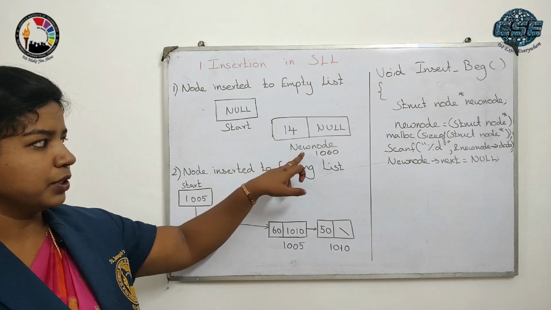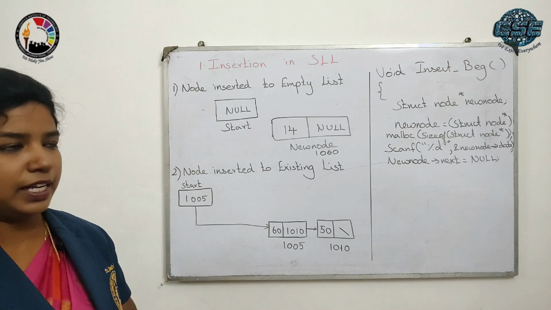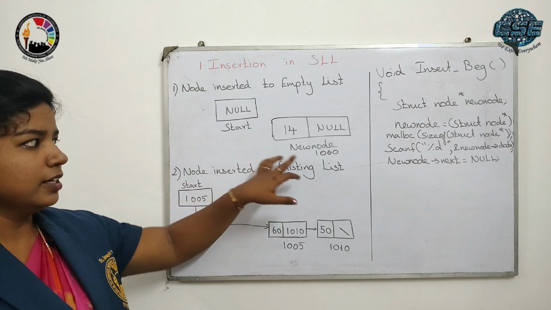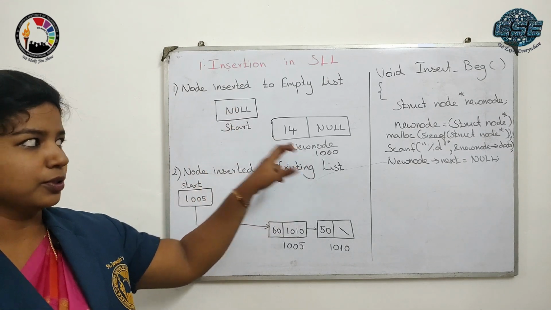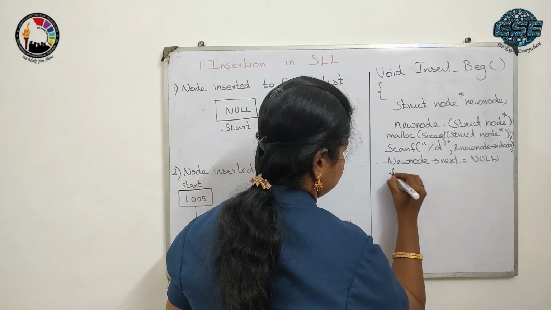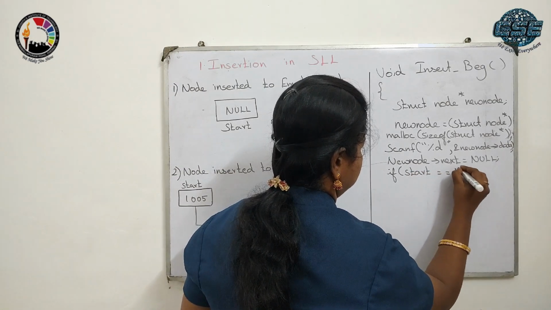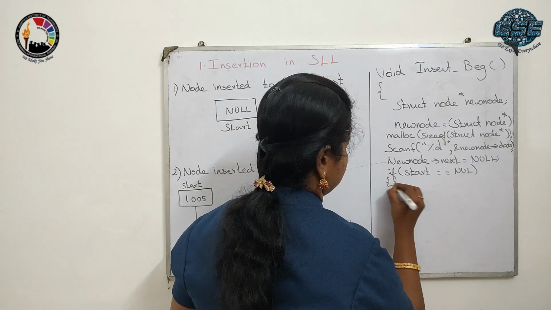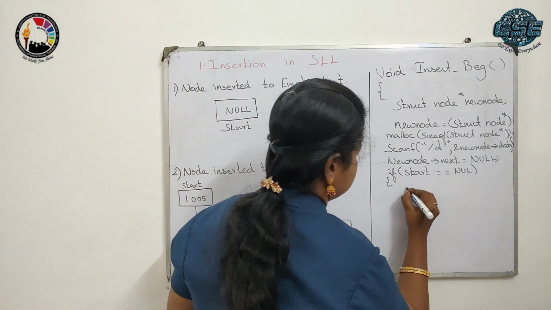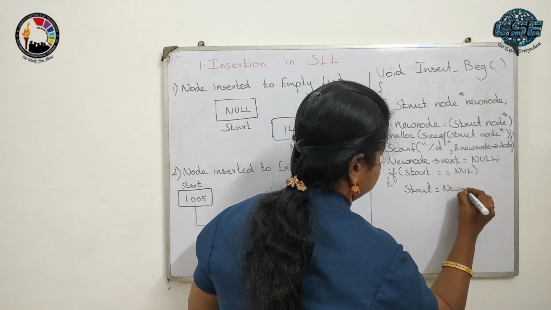The next step is we have to connect this new node with the start value. Since the start is the first and we don't have any other node, the start will be pointing to null. If you want to connect this new node to the start, this start should get the address of this new node. So you have to write the cases based on that. So if start is equal to null, you have to make the start point to the new node. So you have to write start is equal to new node.